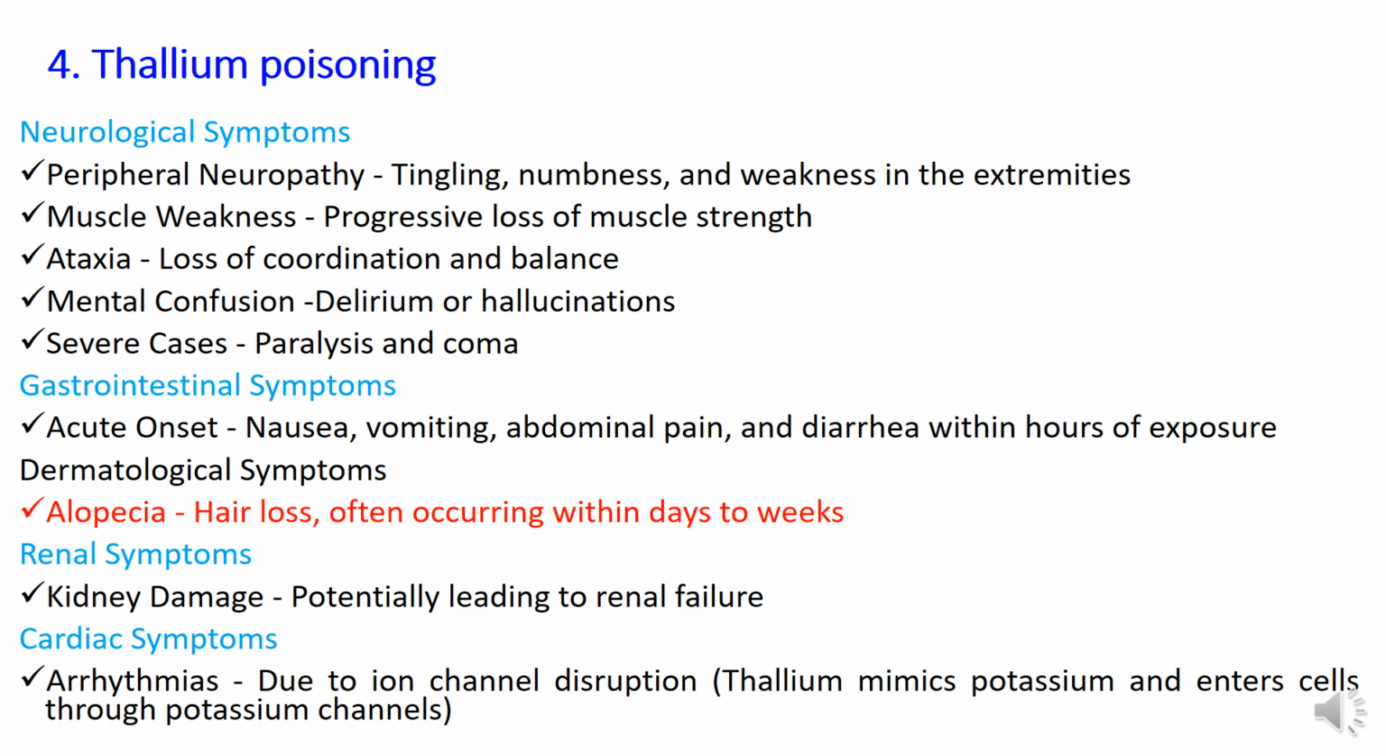Fourth one is the thallium poisoning. Due to that, there may be lots of symptoms such as neurological symptoms, as you can see here. And also one thing that I am going to describe in detail: alopecia. That means hair loss, often occurring within days to weeks. You can see it in axillae or eyebrows, all right.